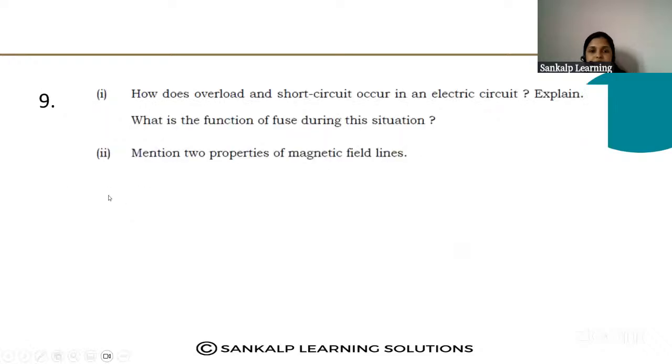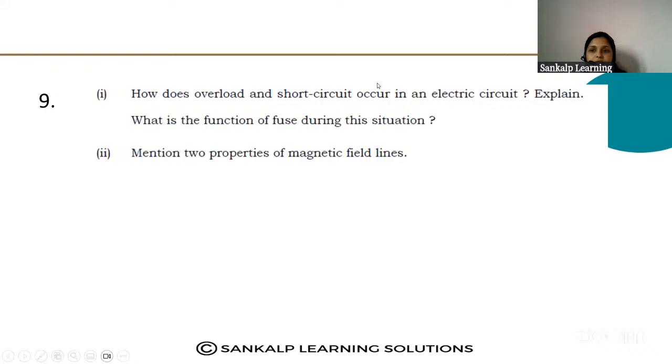Next question. How does overload and short circuit occur in an electric circuit? Explain. What is the function of fuse during this situation? Mention the two properties of magnetic field lines.